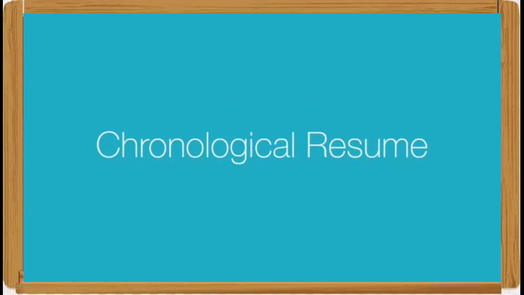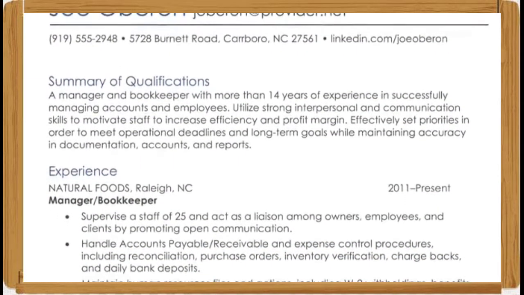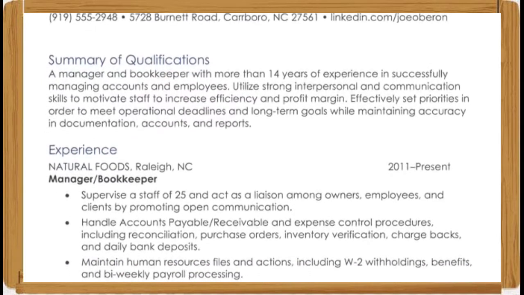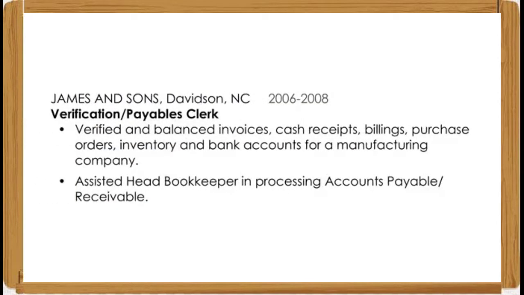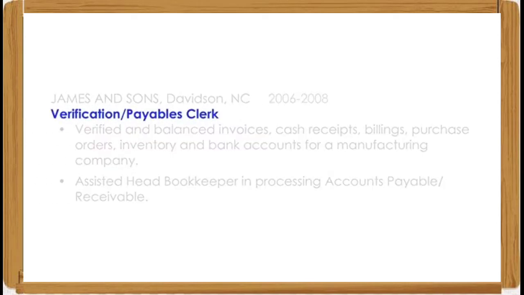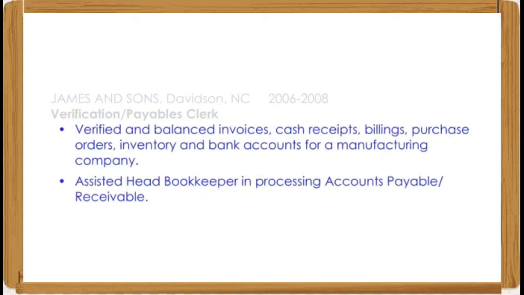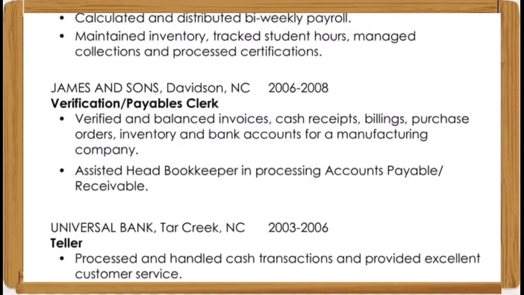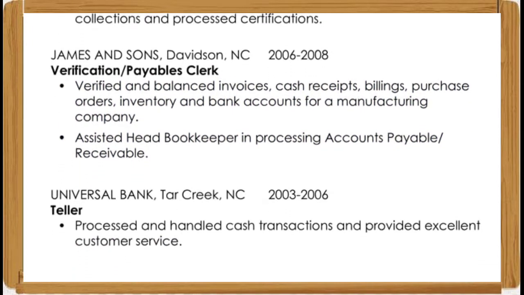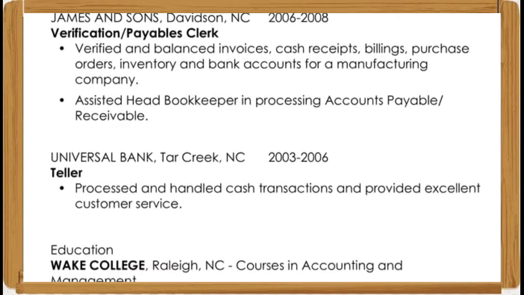The most common format is the chronological resume. This format lists your work history from your current or most recent job to your next most recent job, and so on. Each entry includes your job title, company name, and dates of employment, along with your tasks and achievements. This format is a great all-around choice for most job seekers. It's clear, reliable, and popular with employers.